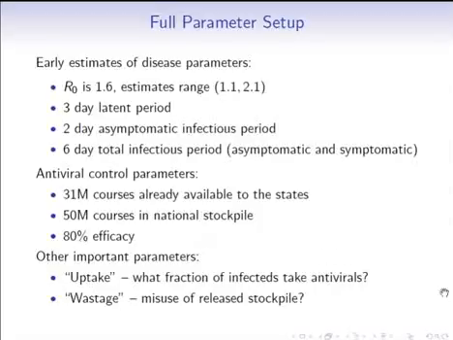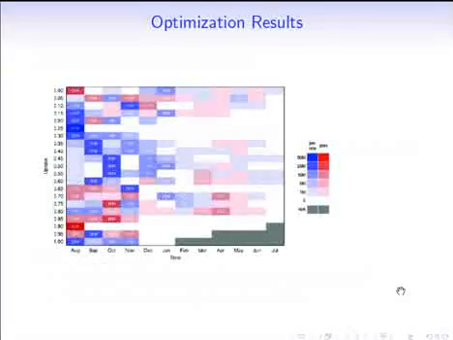And 2 important parameters in considering the answers to this problem is first the rate of uptake, which is the fraction of infected individuals that actually seek antivirals. And then the second is the rate of wastage, which is going to be misuse or misallocation of the released stockpile. So these are the kinds of results that we see from the optimization.